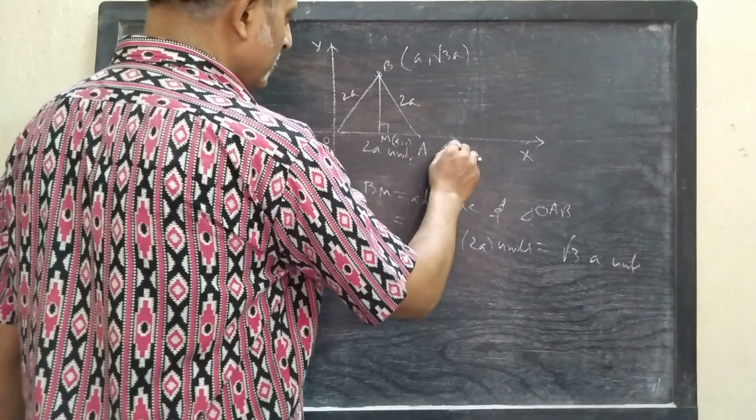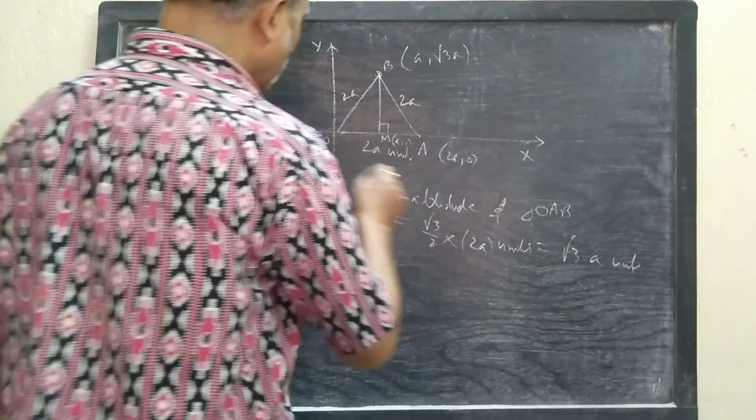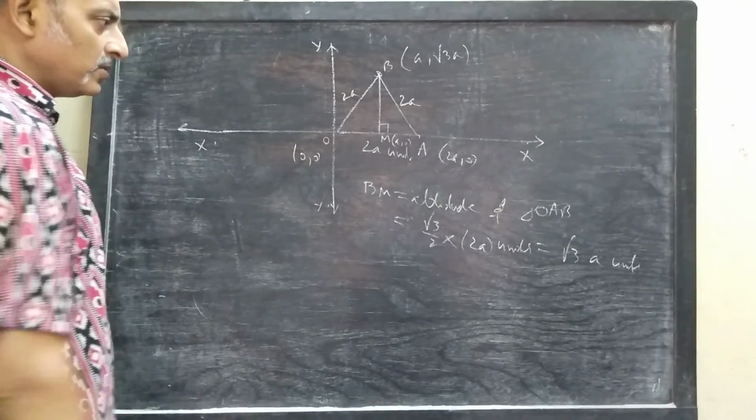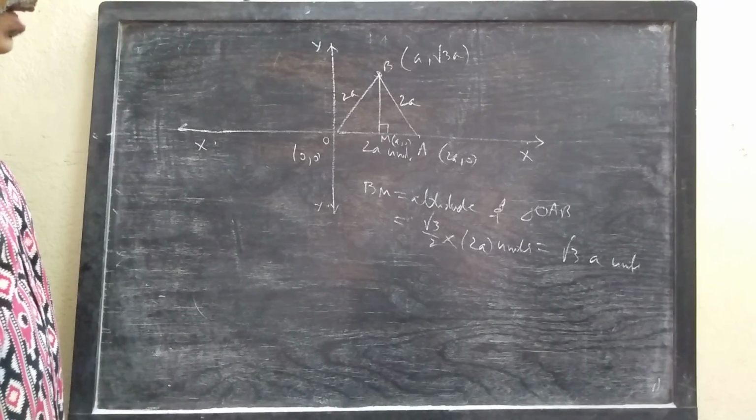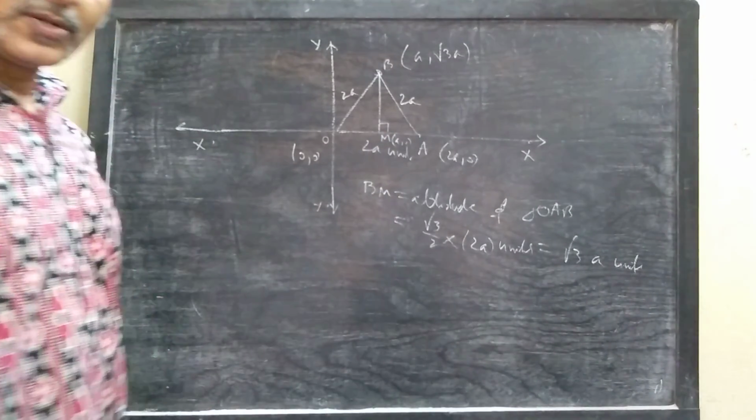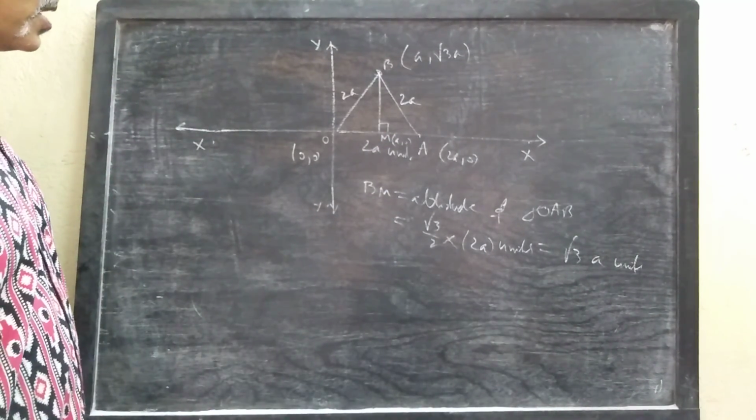Coordinate of A is (2A, 0) and origin (0, 0). So the three vertices of the equilateral triangle are O (0, 0), A (2A, 0) and B (A, root 3A).